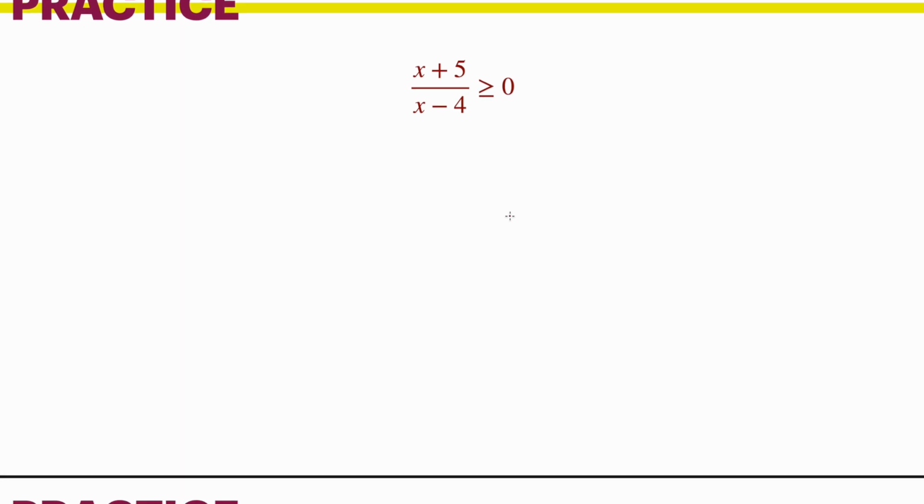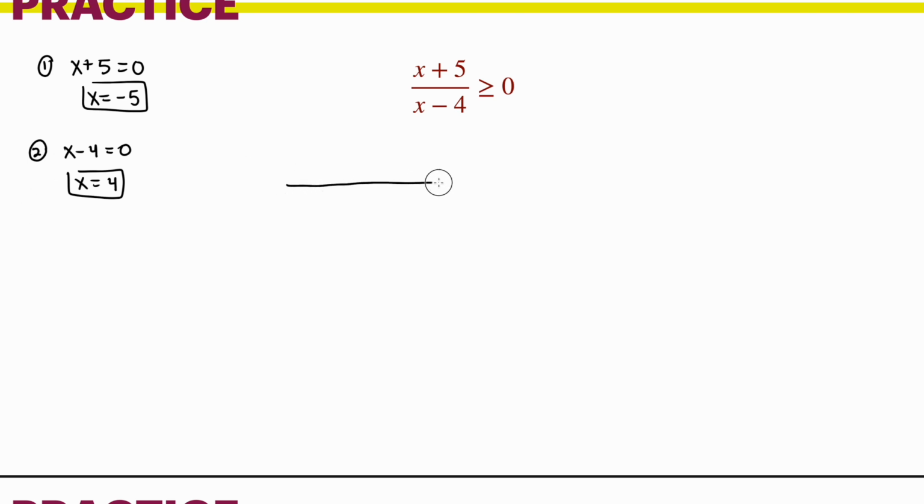So let's see if we can follow the steps again. So step 1, set the numerator equal to 0. And I'll get x equals negative 5. Step 2, set the denominator equal to 0. And we'll get x equals 4. Step 3, number line. So negative 5 is there, 4 is somewhere over here.